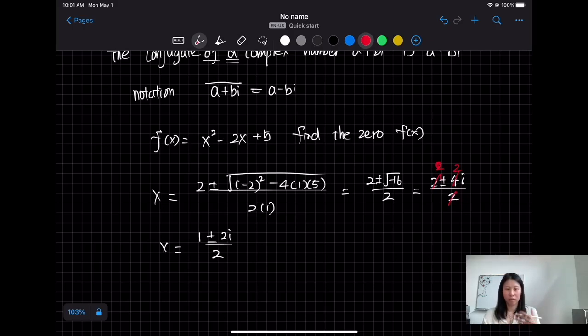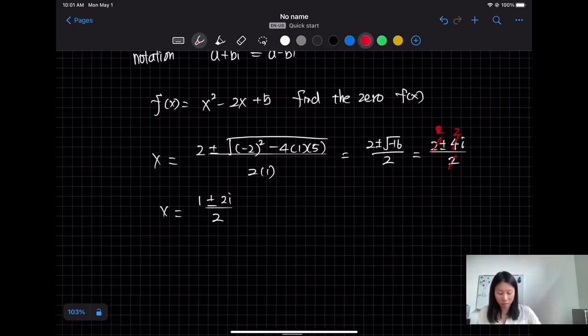Okay. So this is the application for the complex zero. So if I write it into the roots, how can I factor this function? Now we know the roots.